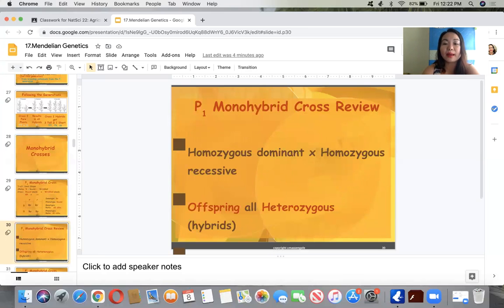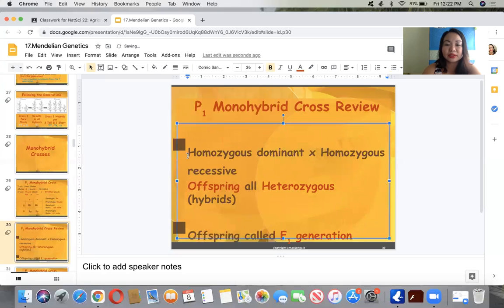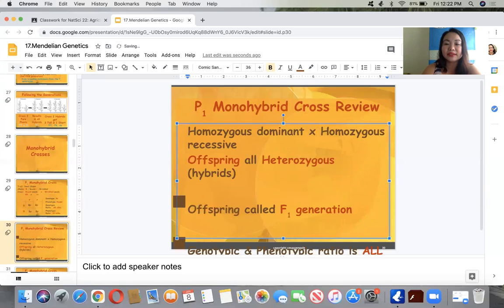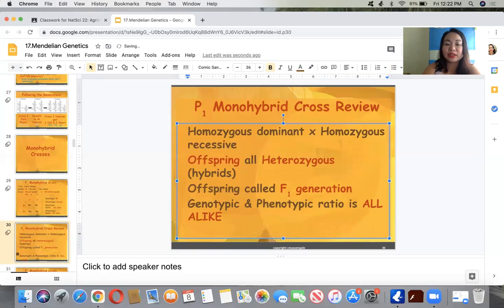For a review of the monohybrid cross, homozygous dominant times homozygous recessive will result in offspring that are all heterozygous hybrids. The offspring is called the first filial generation, and the genotypic and phenotypic ratio is all alike.